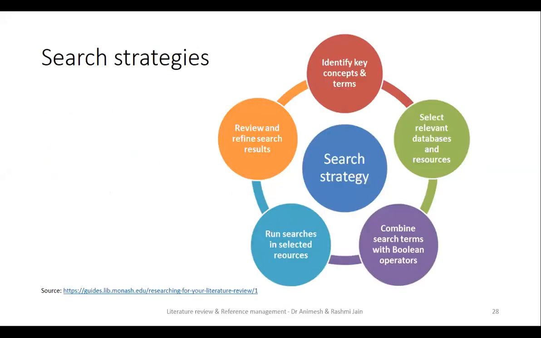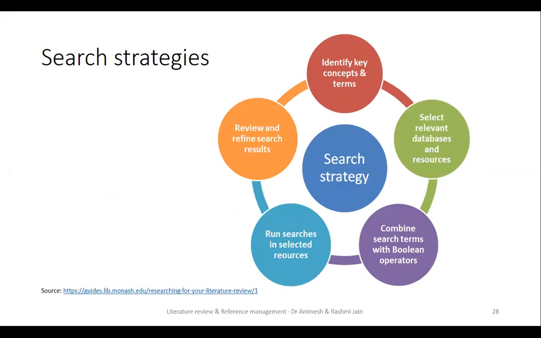Now, this is how we go about strategizing for searching. So identify the key concepts and terms, then select the relevant databases. Some of them were listed out just a few minutes back, and you select your resources, which can be any of the sources that are available. Combine the search terms with Boolean operators, and we'll go into Boolean. If somebody has used it, very good. If not, we will just give you a gist of that as well.